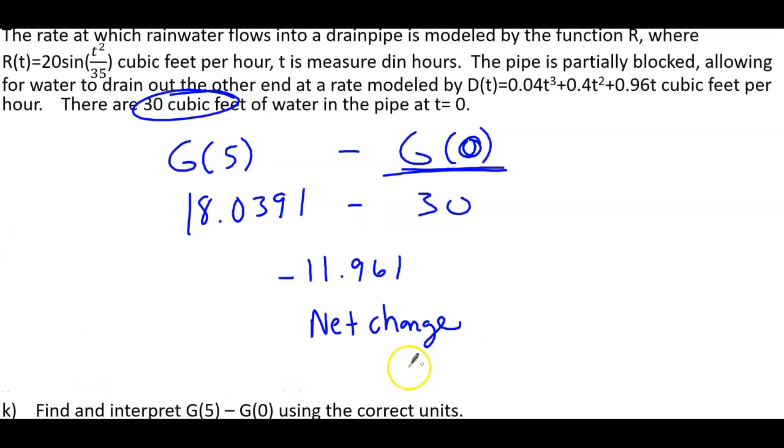All right. So now let's get our interpretation straight. Whenever we have our interpretation, we want our input units, we want our output units, and we want to include the context of the problem. So these values right here, these are time values. The 5 represents the 5th hour, and the 0 represents the 0 hour.